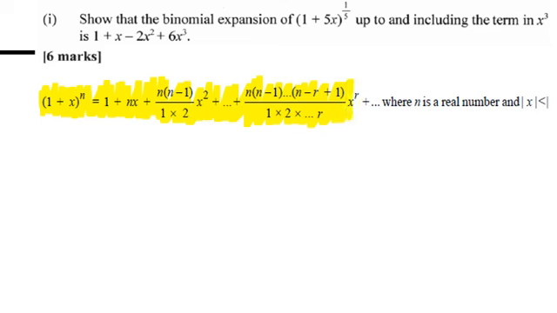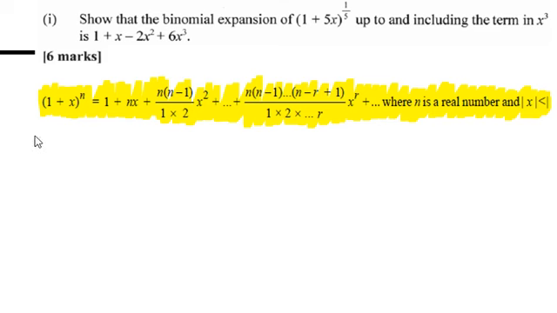This is important to note that we use this one when the power is not a positive integer. Now, technically it can be used for any real number, but there are some more conditions on it. I prefer this one when the power that we're working with is not a positive integer. So in this case, 1/5 is not a positive integer, so this is the formula we want to use.